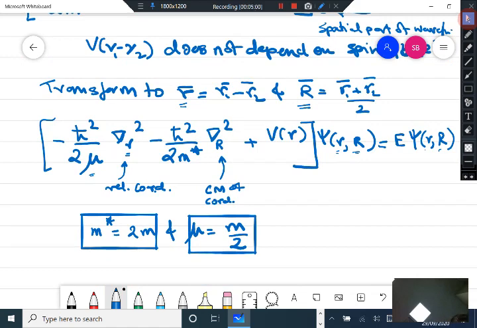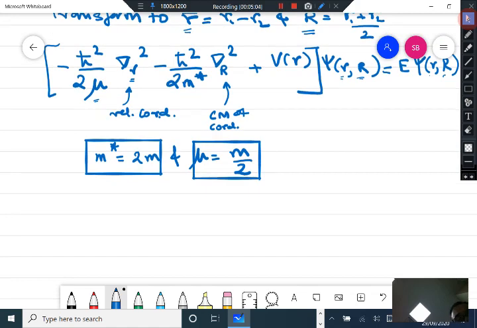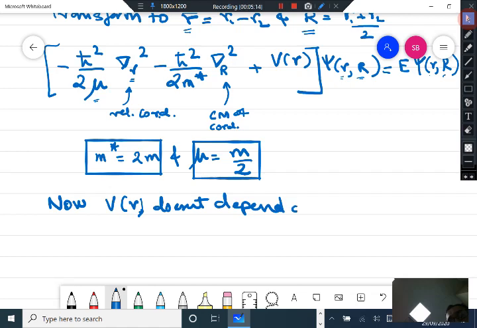Now V of r does not depend on your center of mass coordinate.